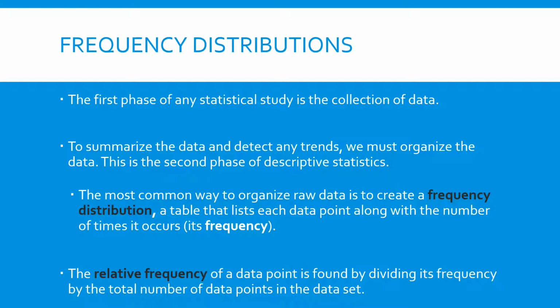Alright, so a frequency distribution is really simple. It's just a little table. The first column lists each data point. So if it's ages, they'll list each individual age. If it's countries, they may list each individual country. Just whatever you're collecting data on. And then the second column is the frequency column. This is the number of times that data point occurs in your data set. We've already talked about relative frequency. We said that relative frequency is found by dividing frequency by total. So it's frequency divided by total.